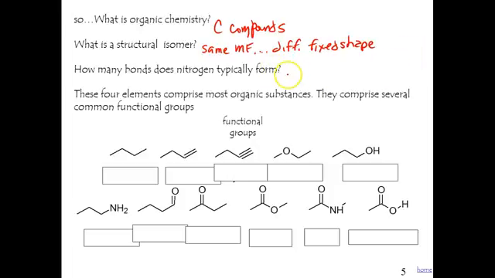How many bonds does nitrogen typically form? 1, 2, 3, 4. It must be 3. So that's more organic substances. They comprise several common functional groups. Here they are, most of the common functional groups. I think we'll add one right here. That's supposed to be linear, but I want to emphasize that there's a carbon there. And so what are they?